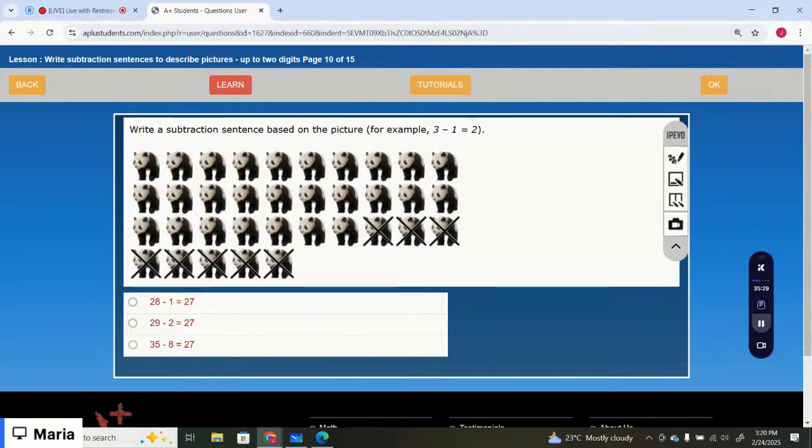Write a subtraction sentence based on the picture. That is 35 take away 8, that equals 27. Okay, you can complete the lesson by yourself later today. Let me just move on to the next lesson.